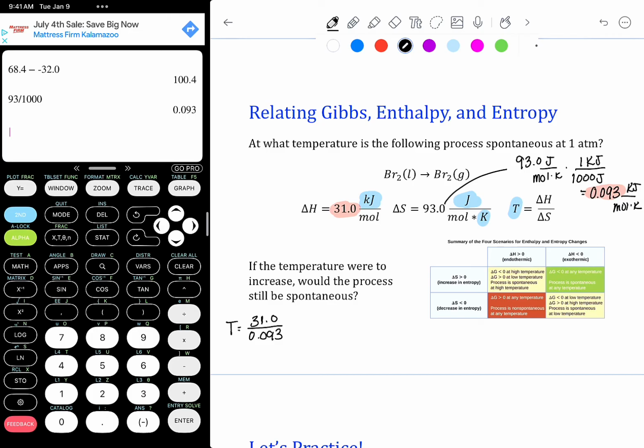So delta H has units of kilojoules per mole. Delta S has units of kilojoules per mole Kelvin, so we can see that our kilojoules and mole units are all going to cancel, and we're going to be left with units of Kelvin in order to get a temperature. So we'll take 31.0 and we'll divide that by 0.093. And we get a temperature of 333 Kelvin.